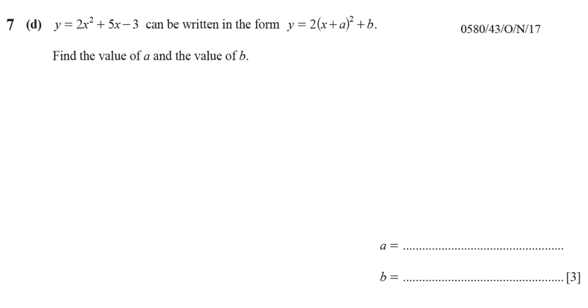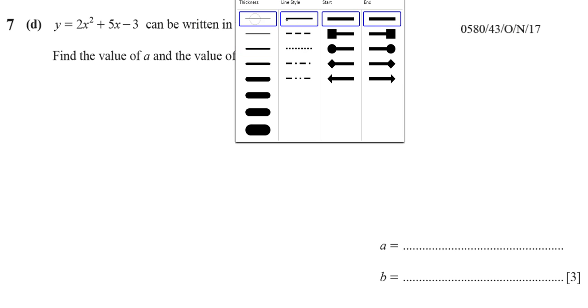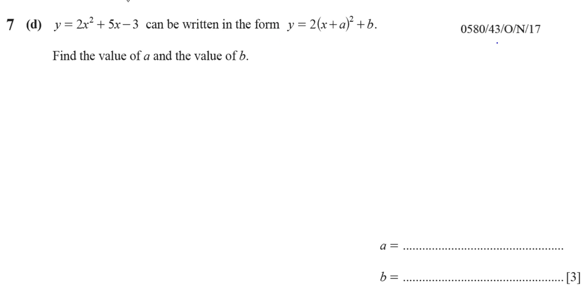Okay, we have question number 7D from October-November 2017, paper 4, variant 3. This is the last part of this graphs of functions question, and I've been requested to answer this question about completing the square. Actually, it's not completing the square only. There's other ways of doing it, but I'll show you both ways, okay?